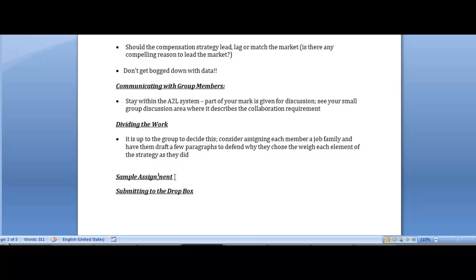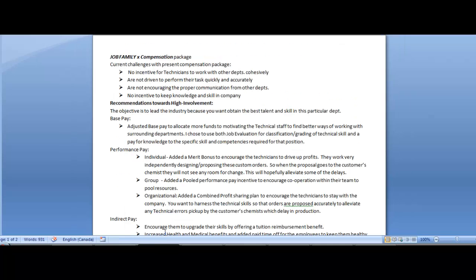let's look at a sample assignment. And this is one that was done by a student in my in-class. I didn't exactly like the way she spaced it. It doesn't really look that great. It's a little too crunched. But the idea was here.